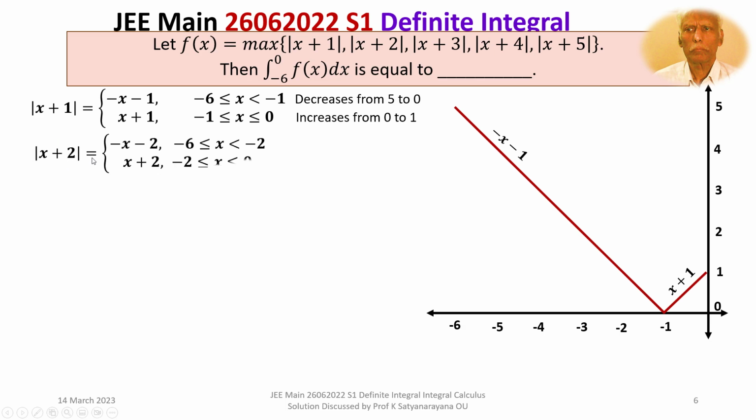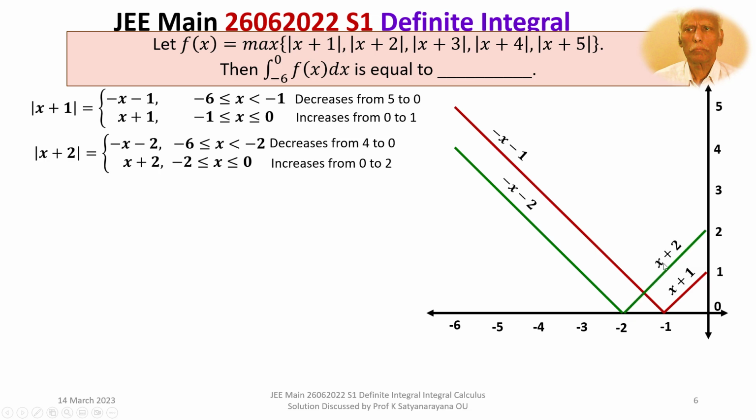Mod of x plus 2 in the interval minus 6 to minus 2 is negative, therefore minus x minus 2. In the interval minus 2 to 0, it is positive, therefore it is x plus 2. It decreases from 4 to 0 and increases from 0 to 2. It is x plus 2 when increasing, and minus x minus 2 when decreasing.